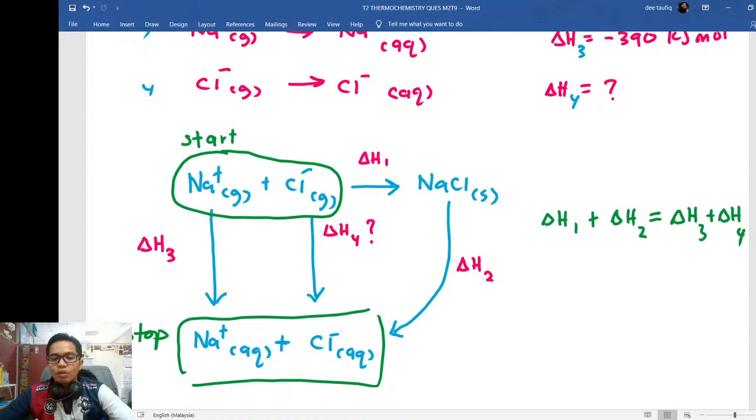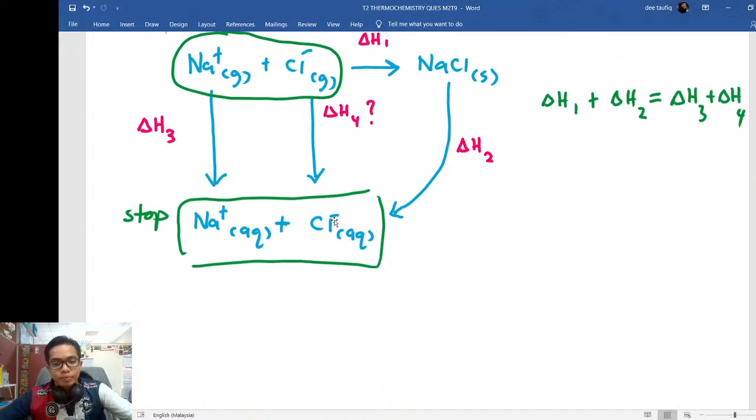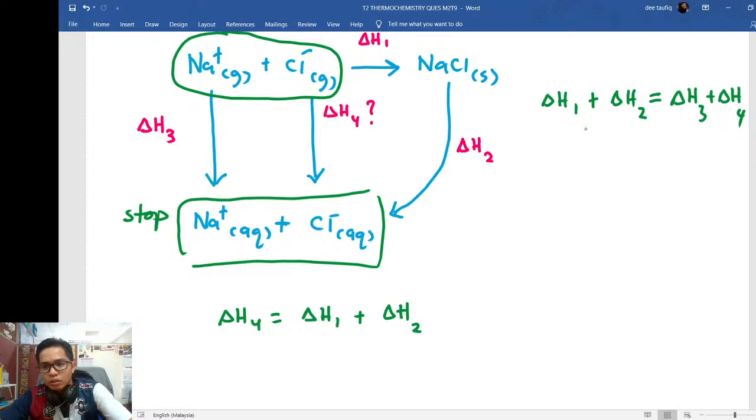So we just substitute the value of delta H1 to 3 to find the value of delta H4. Right? So delta H4 is equal to delta H1 plus delta H2. Delta H3 dah pindah sebelah, so minus delta H3.